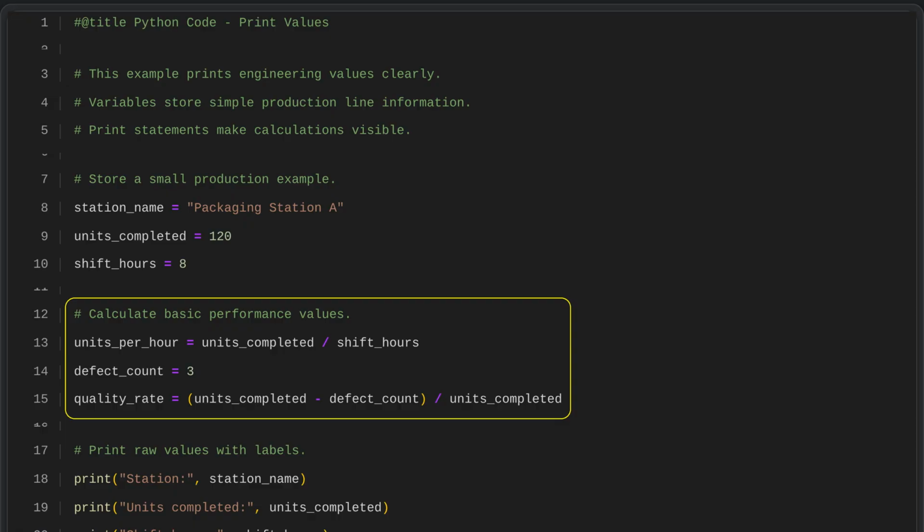Productivity is measured by dividing the total completed units by the number of shift hours to find units produced per hour. Quality is measured by treating the defect count as 3, subtracting those defects from the total completed units, and dividing by the total completed units. This gives the share of products that were not defective.